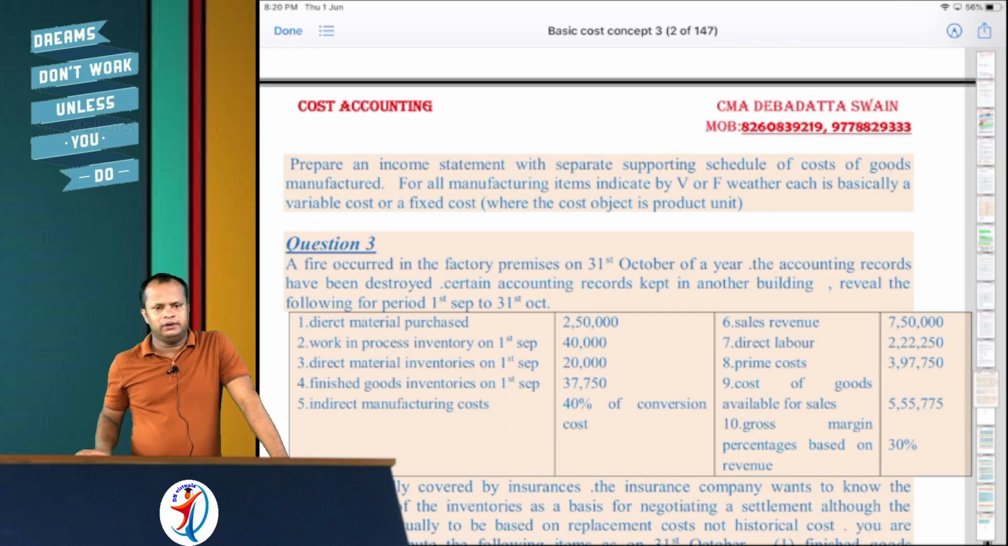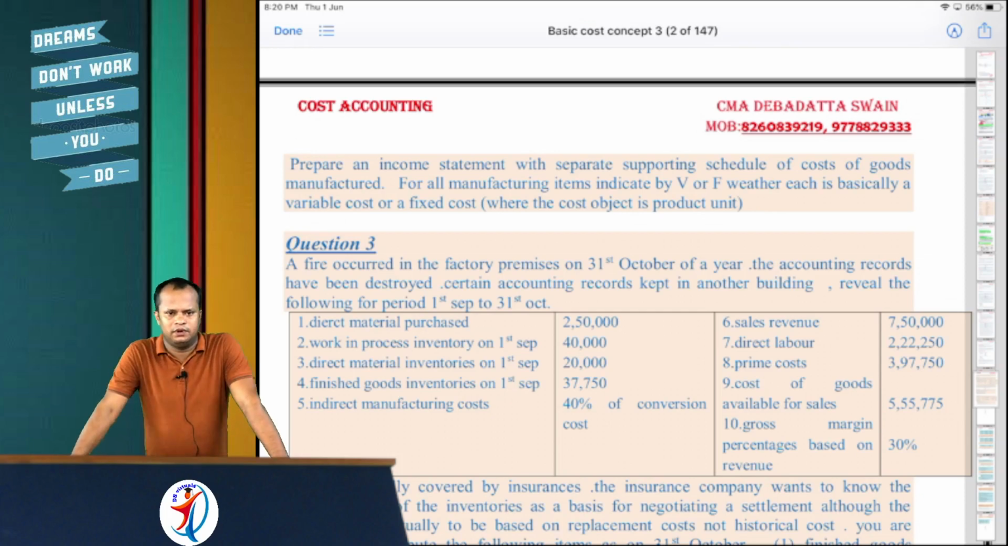Have you remembered the format of a cost sheet? Yes, sir. Can you tell me the format of a cost sheet? Yes, sir. Okay, you can start now. Tell me the format of a cost sheet yourself.